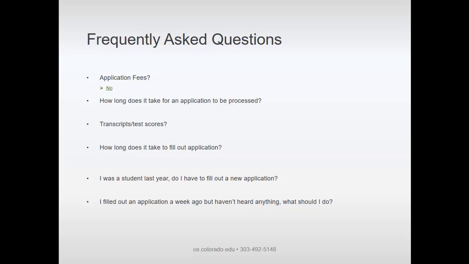All right, the next question, how long does it take for an application to be processed? Typically, it takes our office 1 to 2 business days to fully process an online application unless you have submitted any supplemental form that requires additional review, such as the non-academic suspension or criminal history forms.